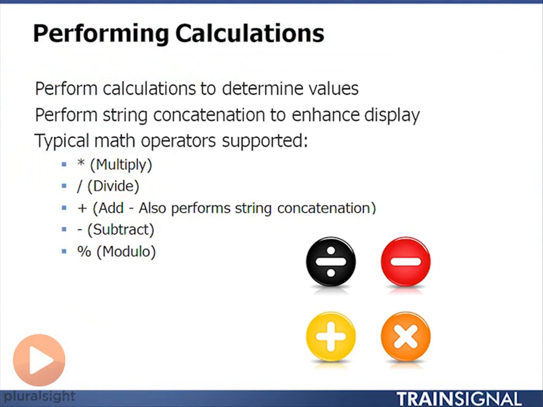Now, I mentioned calculations. So the question then becomes, all right, well, what calculations are available to us? Well, as it turns out, basically any normal math operation that you would expect. So I've got my multiplication, my division, my addition, my subtraction. Two little things. Number one, the plus operator is also going to be used for string concatenation. The second thing is modulo. What modulo will do is perform division and give us the remainder.